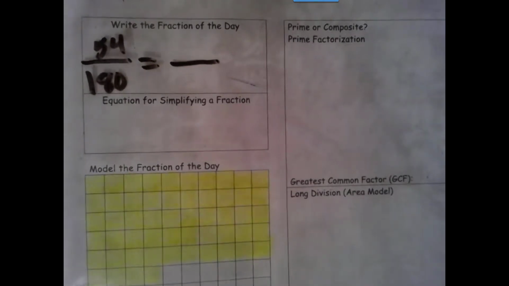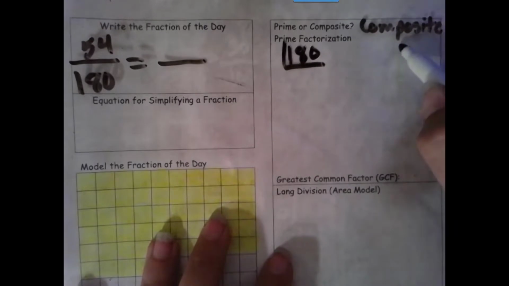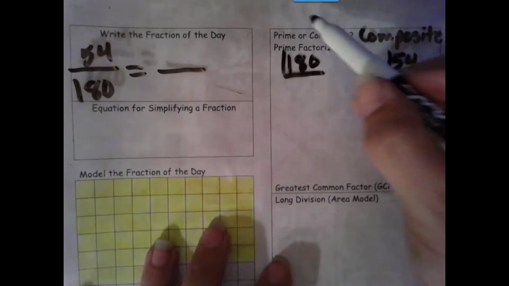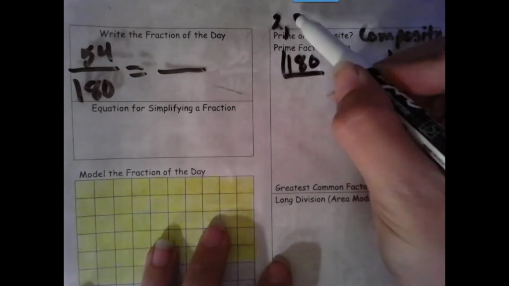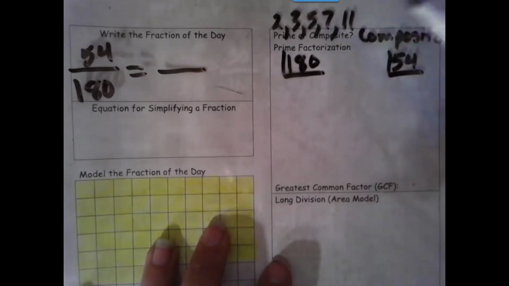So first we want to think, is our numerator prime or composite? Well, 54 is even, and the only even number that's prime is 2, so it has to be composite. It automatically has at least 3 factors because 2 is a factor since it's even. So that means we have to do the prime factorization for both our denominator and our numerator. And just a reminder, our first 5 primes that we'll use are 2, 3, 5, 7, 11.